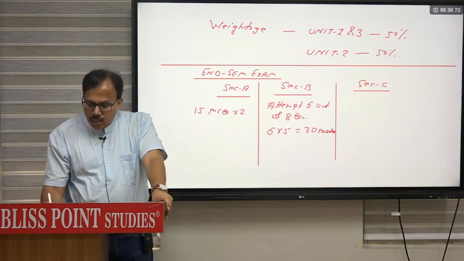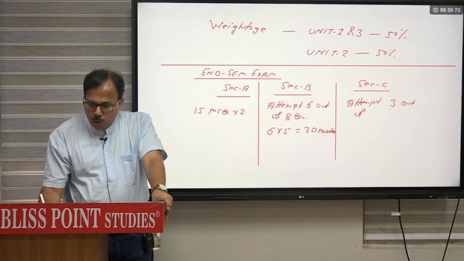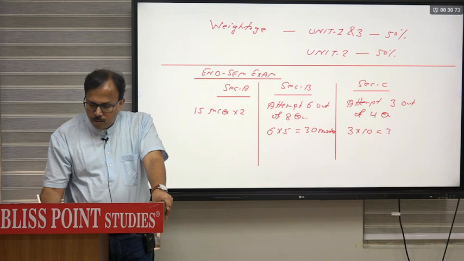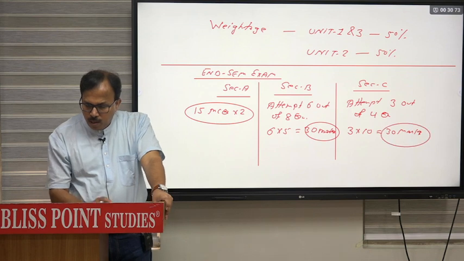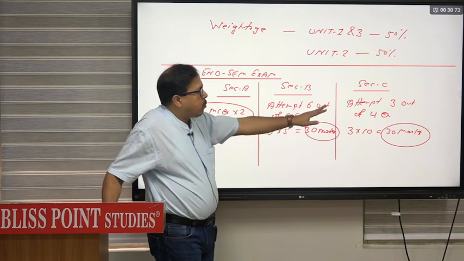Then in section C you have to attempt any 3 out of 4 questions, and now it will be 10 marks each. So that will be 30 marks here. Clear? 30 marks this, 30 marks here, and 30 marks here. 4 question है, so you have to attempt 3 questions.